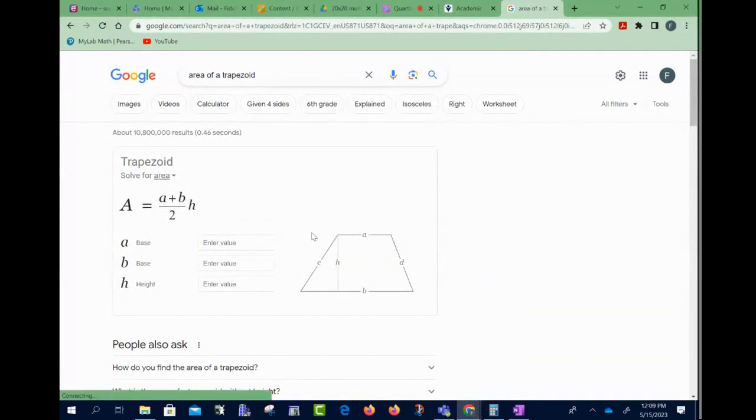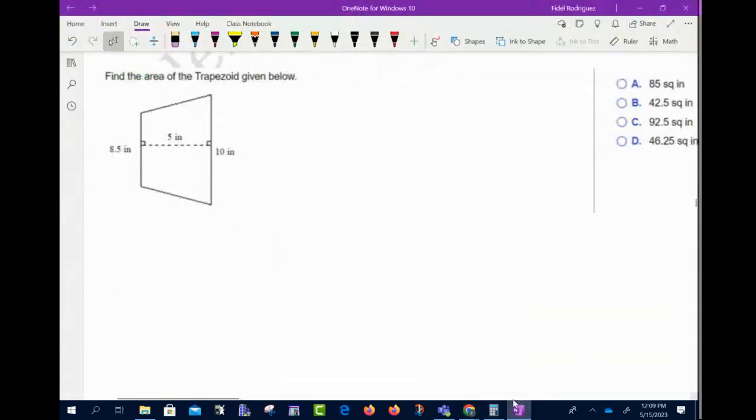Okay, so look, y'all. We have what we call two bases. So this piece right here and this piece right here, we're going to add them together. We're going to divide it by 2. And then we're going to multiply it by the height. Okay, so look, let's come back over here.